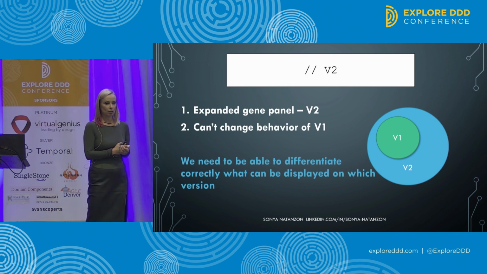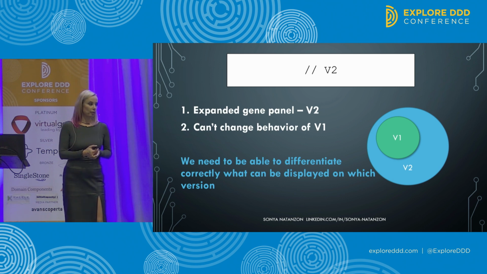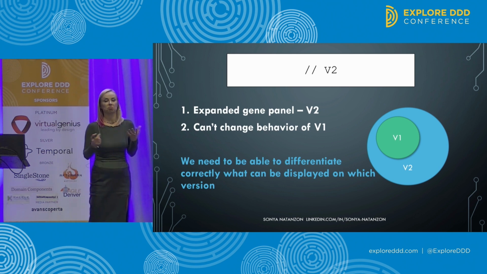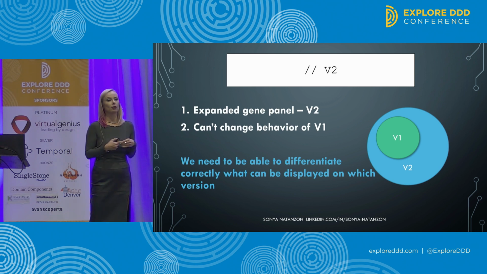Scientists do more research. They come up with a bigger, more expansive gene panel, which they will creatively call V2. There's a big overlap with V1, but we're working with a constraint. And the constraint is we cannot change how our V1 test is operating. It's on the market, patients have used it, it's been approved by a regulatory body, can't change it. And we still need a way to distinguish which mutations go on the V1 report versus V2. So we need a good way of separating those two out.